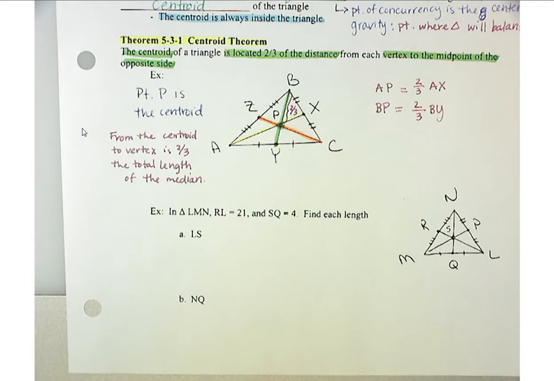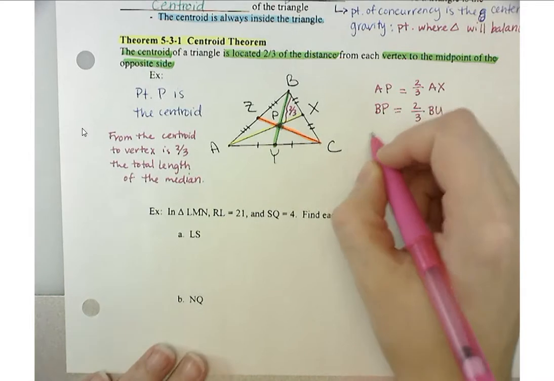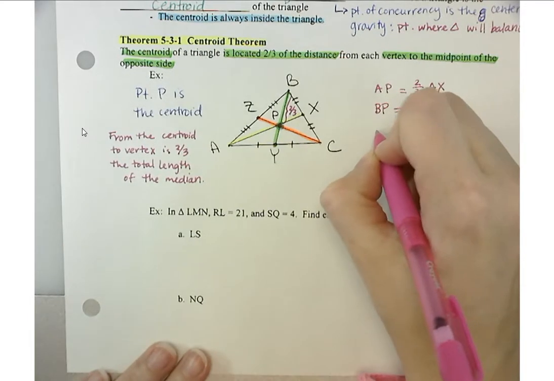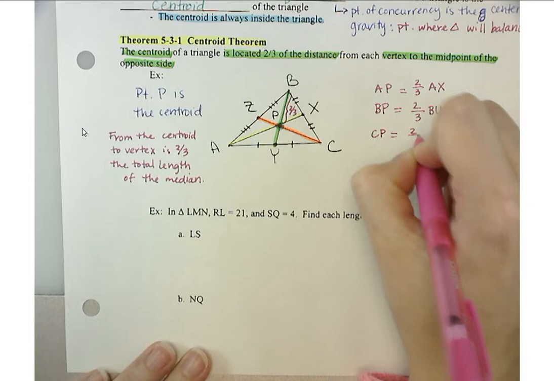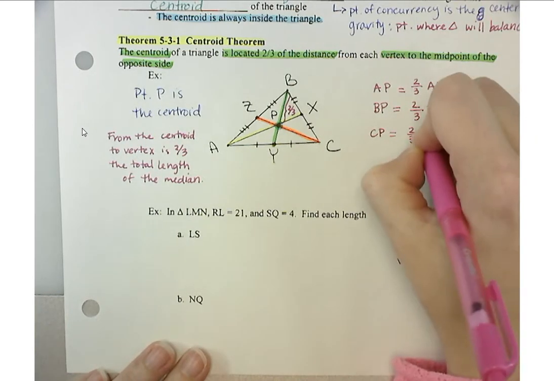It is, but we're just talking about midpoint. Okay, Nia, you want to tell me what you got for this one? I got CP equals 2/3 of CC. Good.